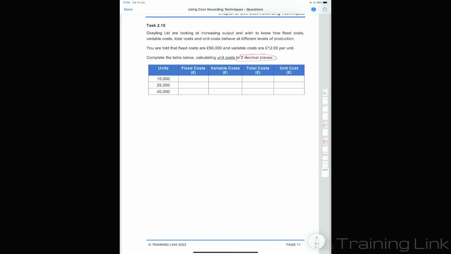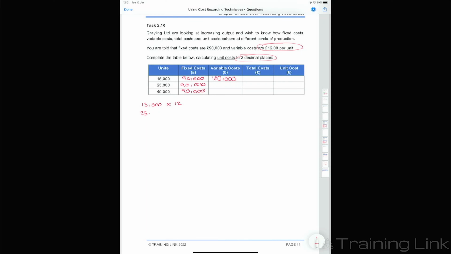So again, start with the fixed costs here. We've got £90,000 in each of those. Total fixed cost will always be the same regardless of the levels of output. Then we need to look at working out our variable costs. So we know that our variable costs are £12 per unit. So 15,000 units times £12 per unit should give you total variable costs of 180,000.